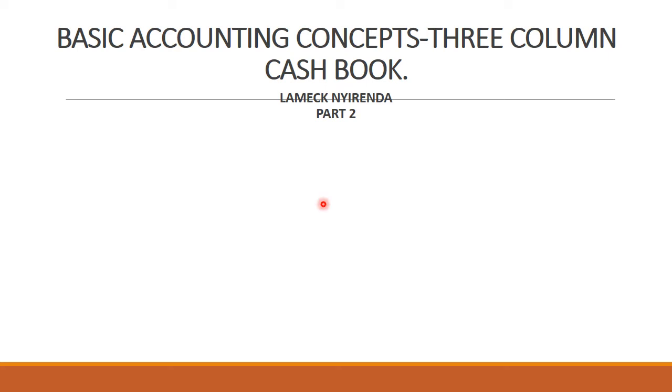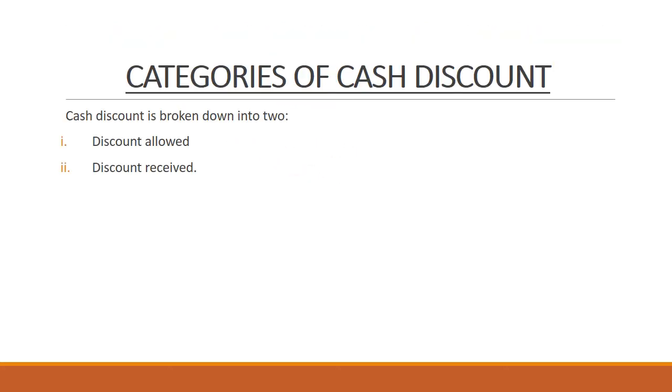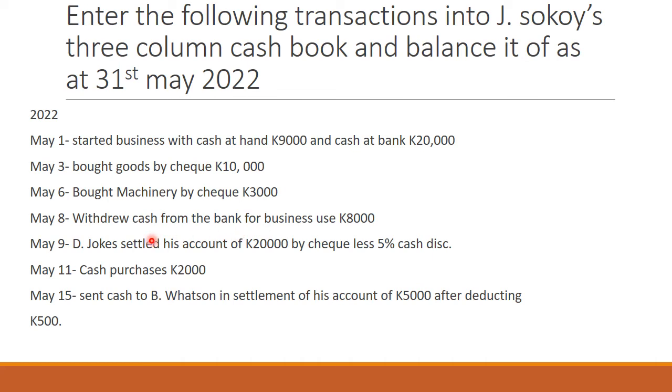So how then do we prepare the three-column cash book? On 15th, the business sent cash to B. Watson in settlement of his account of 5,000 kwacha after deducting 500 kwacha. So initially the business was supposed to send 5,000 kwacha to B. Watson, but it appears that this supplier gave us a discount of 500 kwacha. So this one we call discount received.